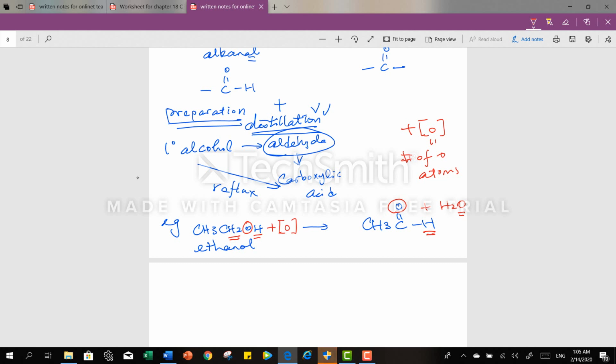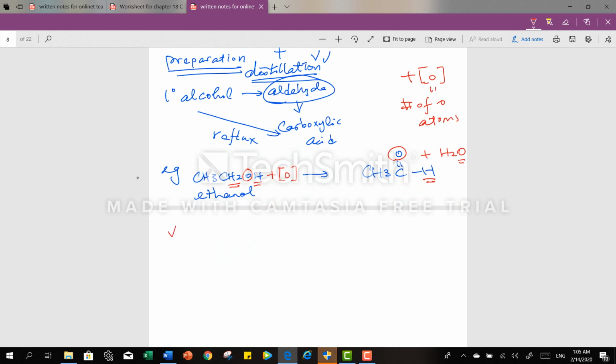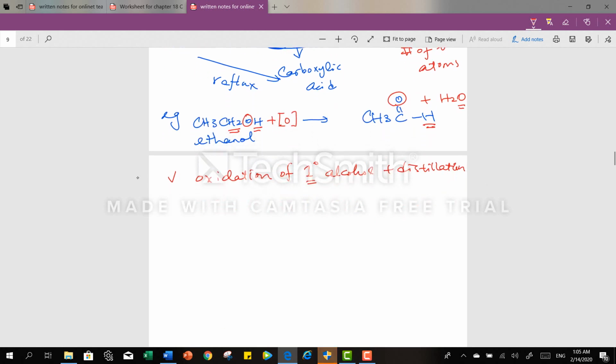Okay, that's the preparation of aldehyde: all in all it is from the oxidation of primary alcohol together with distillation. Okay, then how can we draw a distillation setup? It's easy because we already learned it in Form 1 IS.